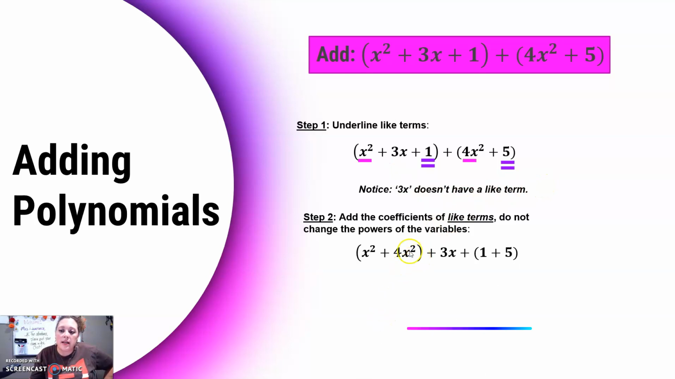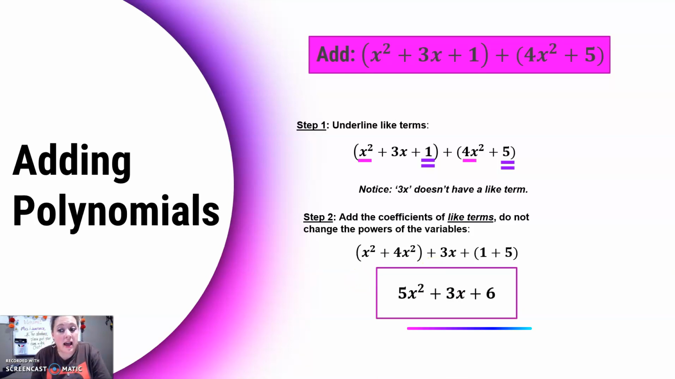So what I've done here is I've grouped the ones I underlined in pink, x squared and 4x squared. I have 3x here. He did not have any partners. And then 1 and 5 I grouped together. So again, x squared. If I have x squared and then 4x squared, you have to remember that in front of every variable, there's a shy invisible 1. So it's really saying, what is 1 plus 4? It is 5. So we have 5x squared, then 3x, and then 1 plus 5 is 6. See, it's just adding numbers.